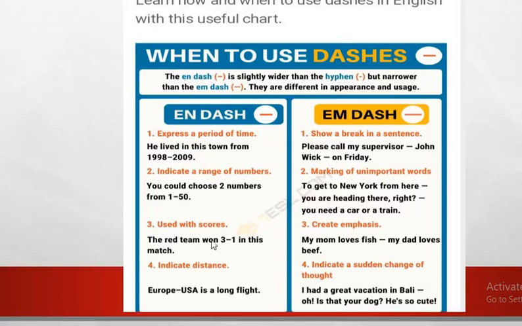The red team won 3-1 in this match. It also indicates distance. Europe–USA is a long flight. Em dash shows a break in a sentence. Please call my supervisor — John — next week on Friday.